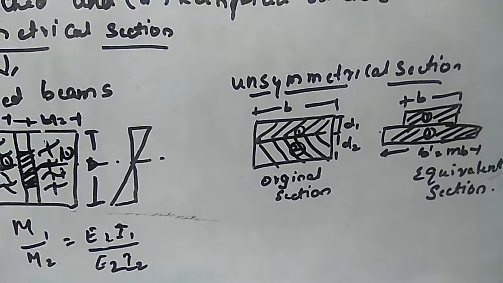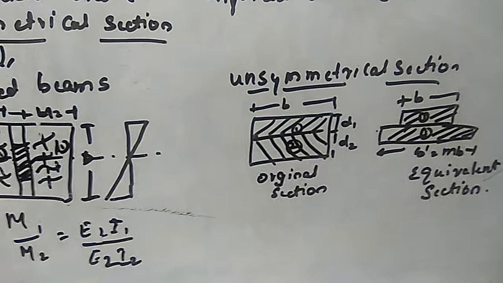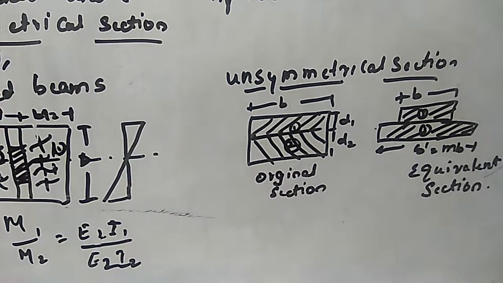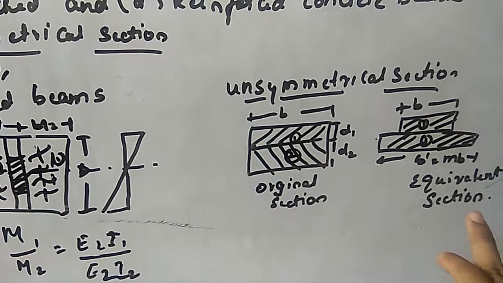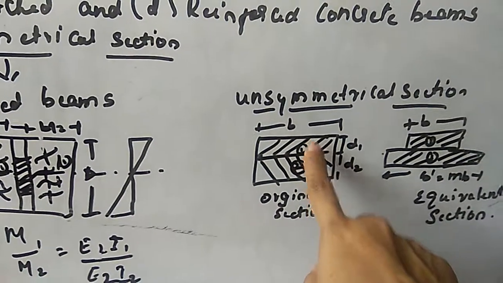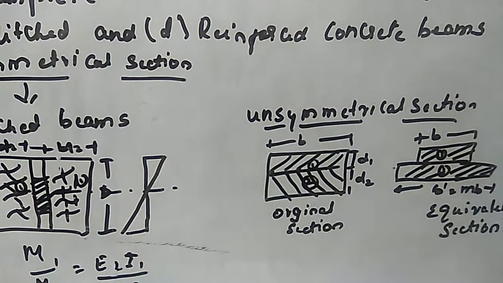Similarly, for the unsymmetrical section, I have taken the example of a section consisting of a strip of width b and depth d1 of material 1, and a strip of width b and depth d2 of material 2. I considered depth d1 as the first material and depth d2 as the second material.